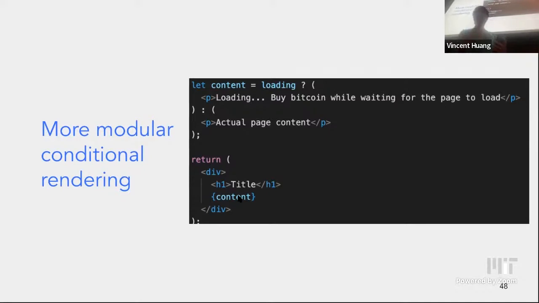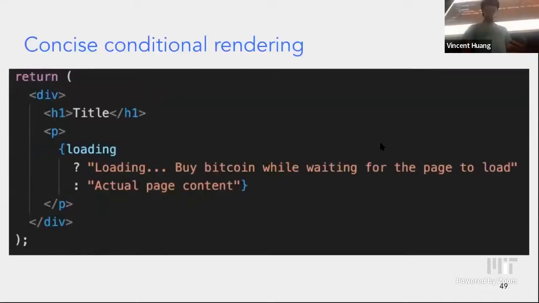And if you actually want to go one step further, you can integrate this even more nicely like this. Here we're doing a similar thing where we're returning a bunch of HTML, and the only thing that's changing is this loading message versus the actual page content. All we do is put that in the braces to indicate that it's JavaScript. Does everything make sense so far? Any questions?